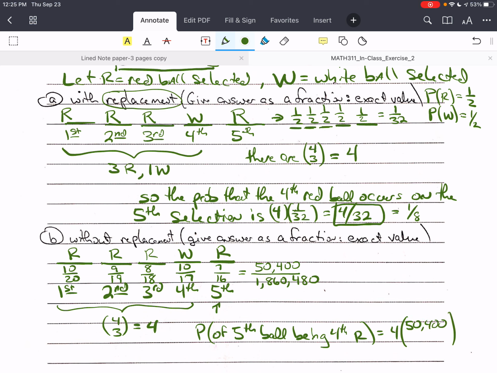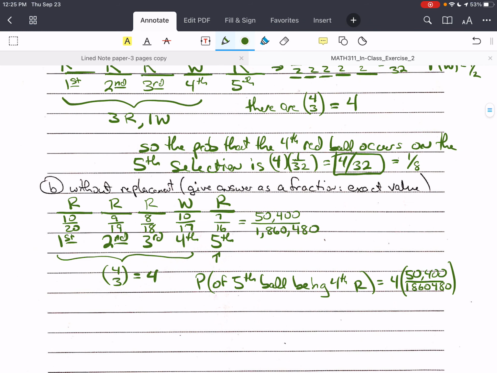50,400 over 1,860,480. And this multiplies out to be 201,600 on the top, and we keep 1,860,480 on the bottom. That is a great answer as far as I'm concerned. If you put this to a decimal, it's 0.108359, etc. Okay? So that's the first problem.